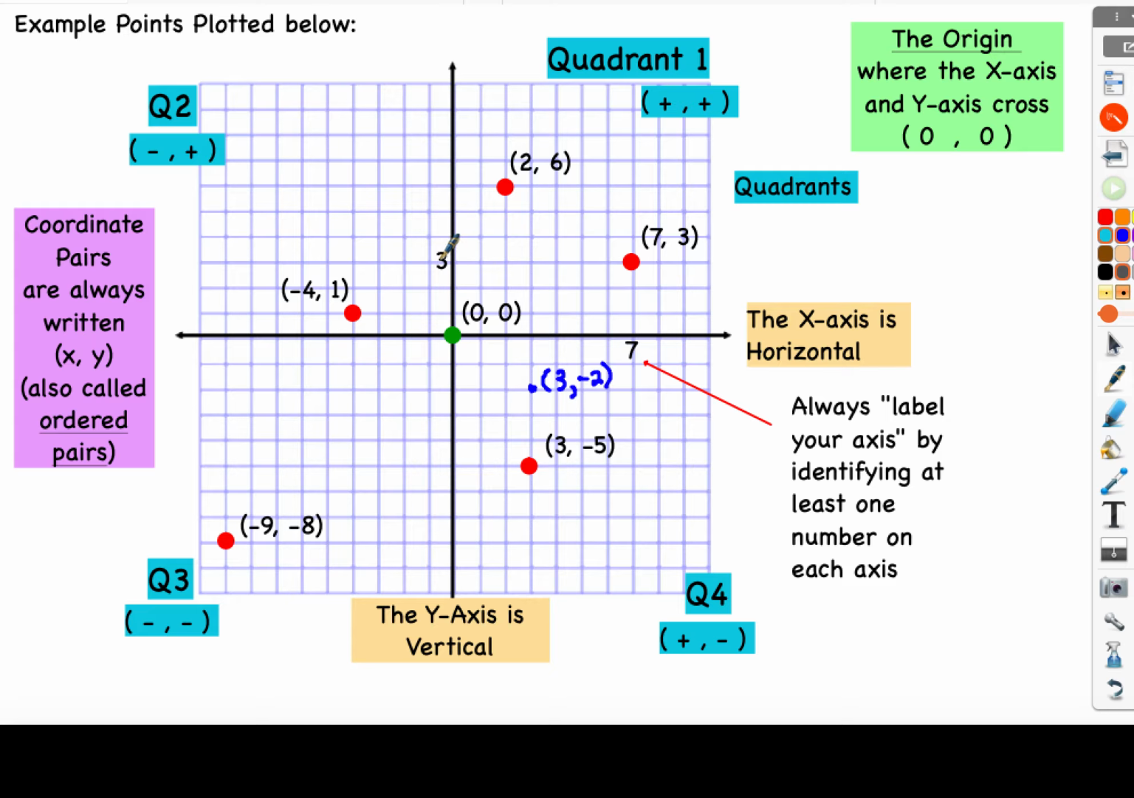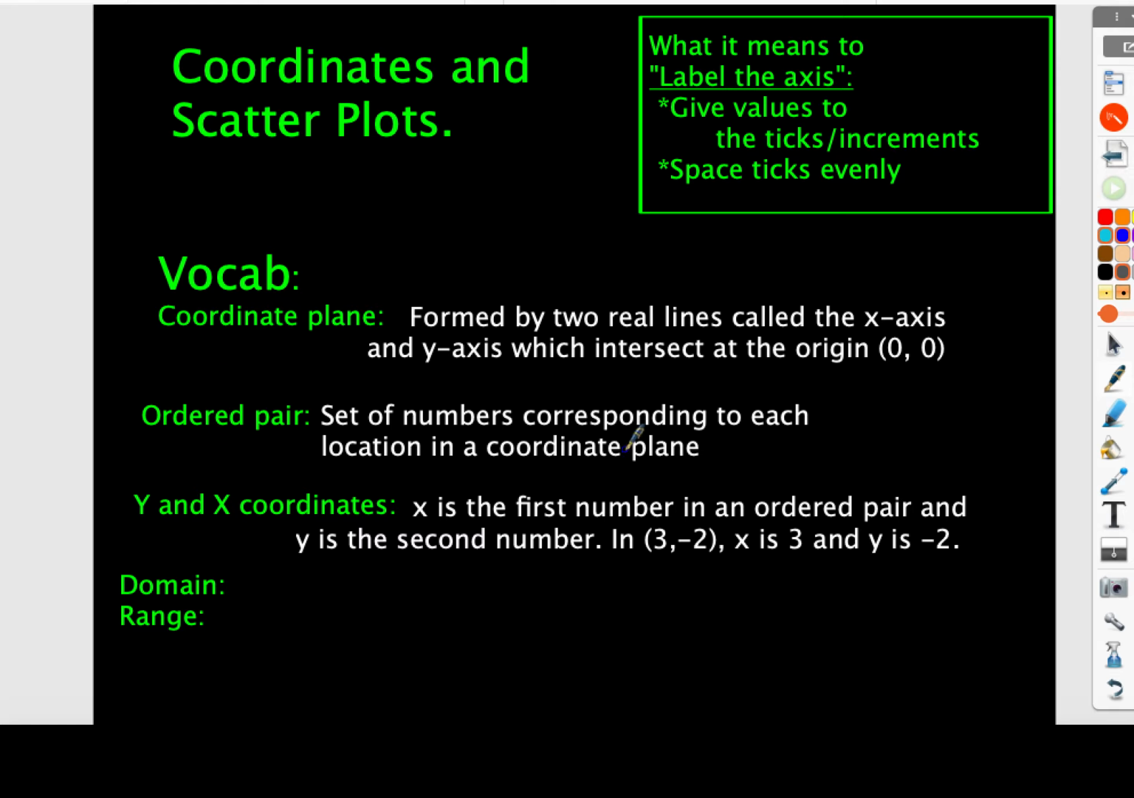And notice up here, I've got this 3 labeling here. Oftentimes we'll just label all the way at the top, or we'll label the first tick mark. But we count evenly after that. So if that's 3, 1, 2, 3, I've been counting by ones in all directions. And finally, if we're talking about ordered pairs, xy coordinates, we also talk about domains and ranges. Remember, the domain is the list of inputs. We've talked about that before with functions.